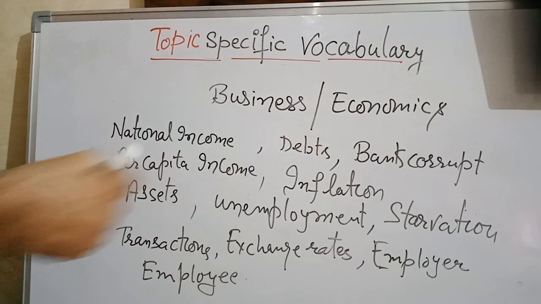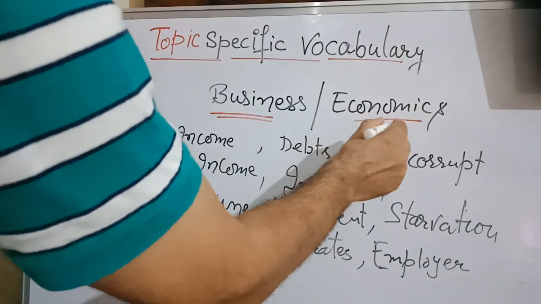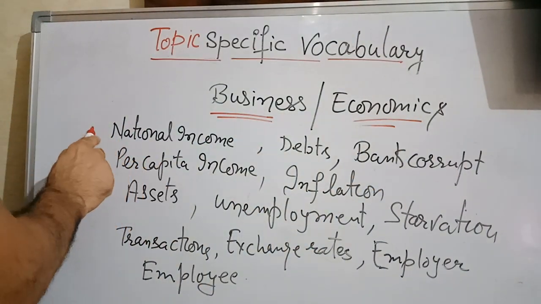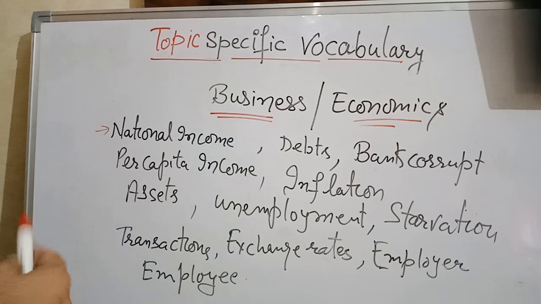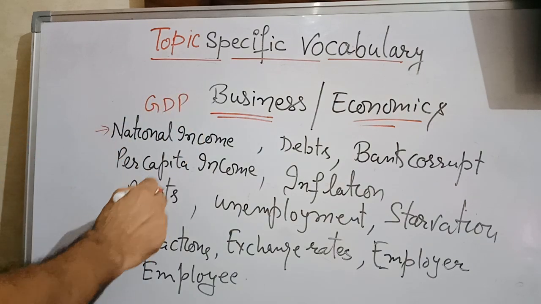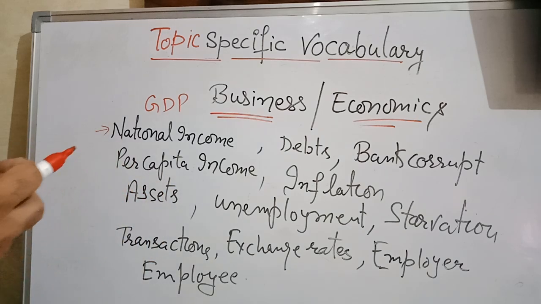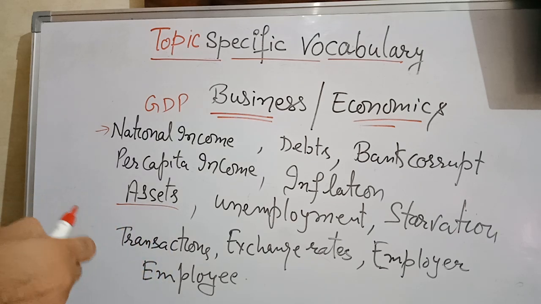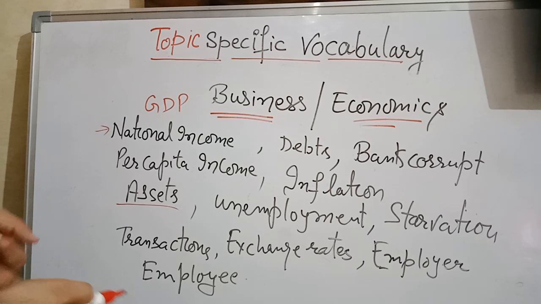So the next words that we are going to learn are related to business or economics. National income, the total income of a country, is called national income. We also call it GDP, gross domestic product. Then per capita income, the income of one individual, one person's income, is called per capita income. Assets means all the money and property that we have in a country, which are called the country's assets. Then a company's assets are like cash, money, buildings, machinery, all that is called the company's assets.